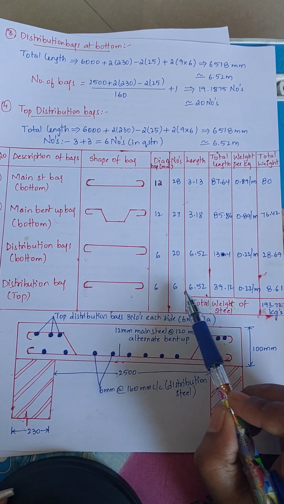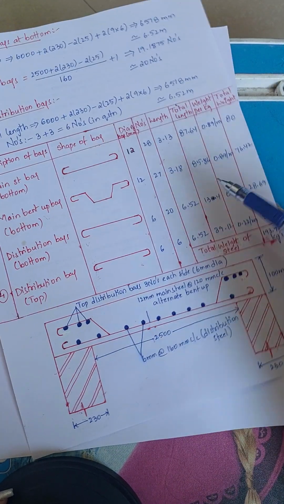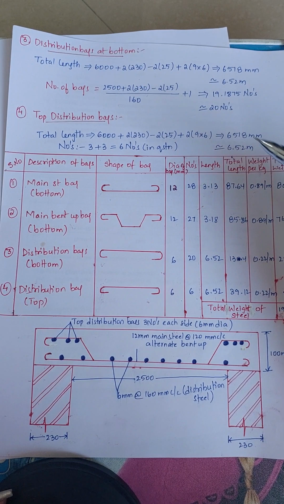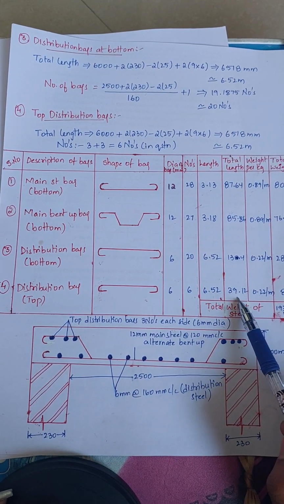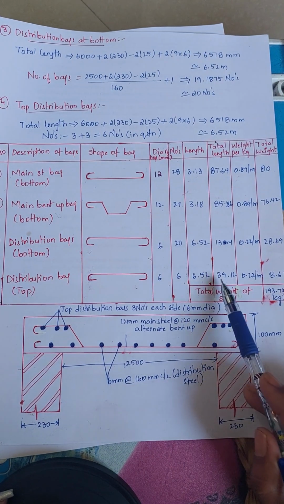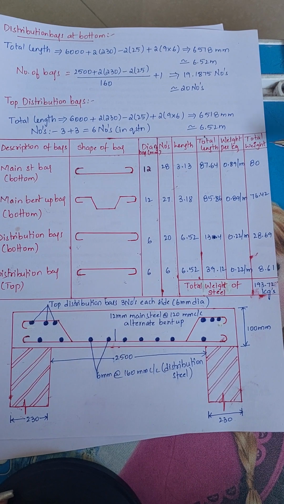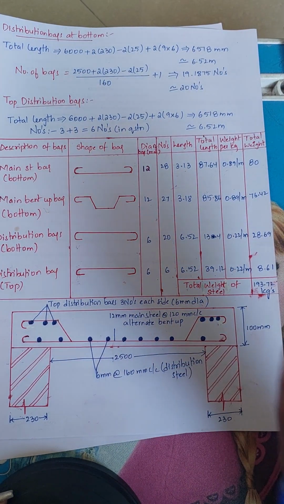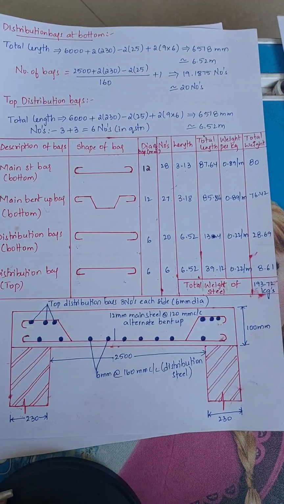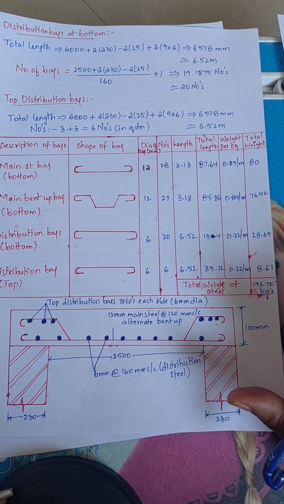For the top distribution bar, we are using 6 mm dia, and we have taken 6 numbers, and the length is 6.52. After multiplication of this, we will get 39.12. After multiplying further, we will get 88.61. After calculating all these weights, we will get 193.72 kgs required for the dimensions of this one way slab. So please go through the figure on how we provide the bar bending schedule.